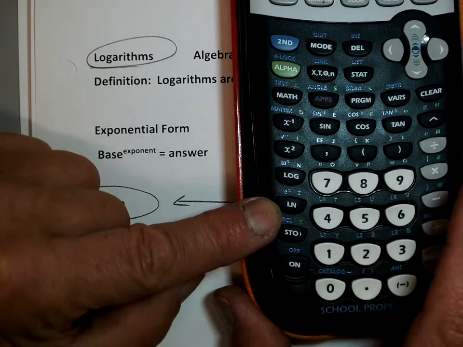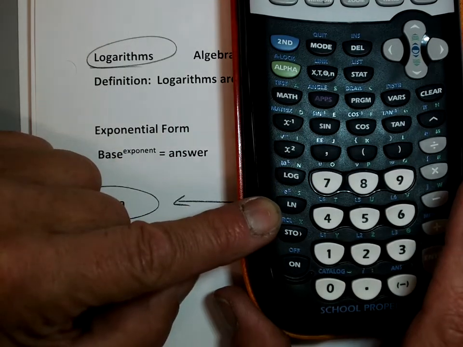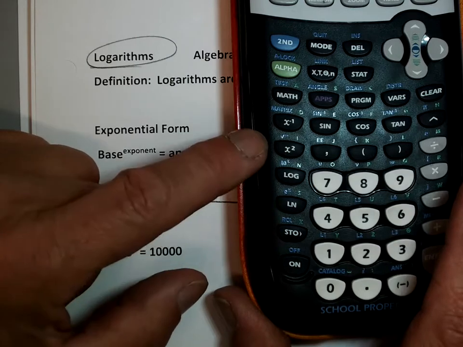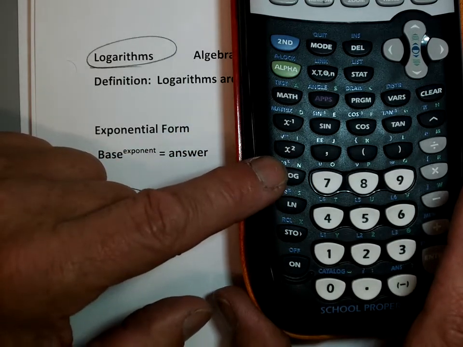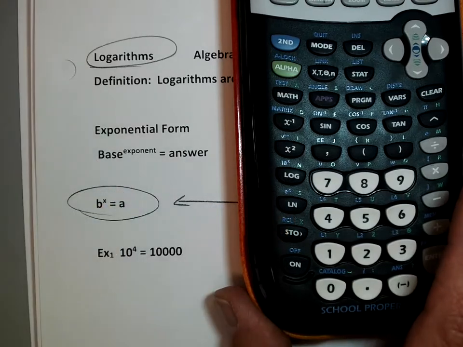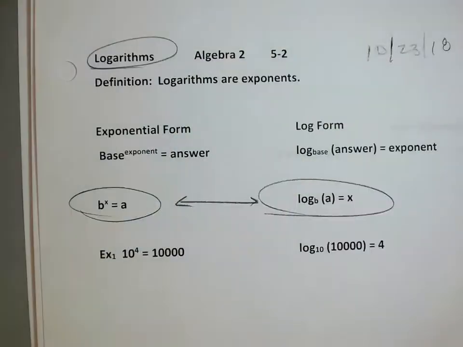We have this ln. Ln's the natural log, which is base e. I'm going to teach both of these, but we do need to know we have a log button on our calculator for logs and for natural logs. Okay, so we can do these on our calculator. So let's go through it.